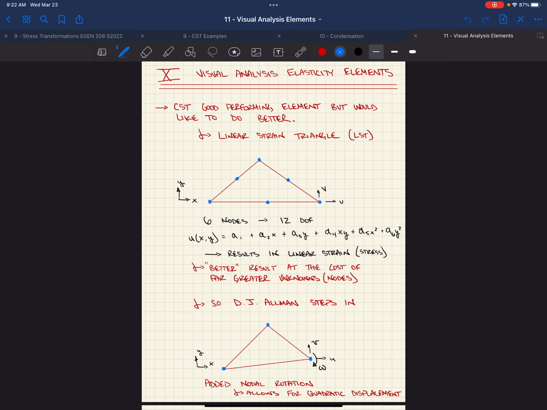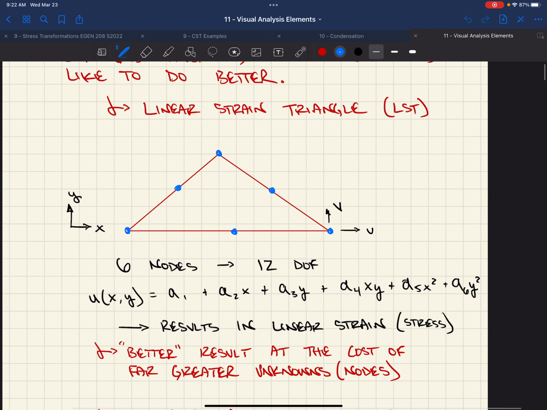We really want a quadratic displacement function would be the best. So then they came up with the linear strain triangle, right? The LST. As we know, when we use our generalized degrees of freedom and relate that back to our assumed displacement functions, we would need more nodes, more degrees of freedom in order to get this linear strain. If we have linear strain, the strain's the derivative of displacement, we'd have to have a quadratic. We have to have something to the second degree.